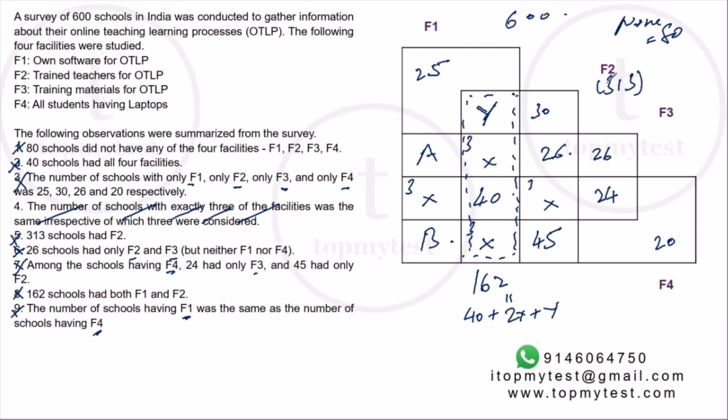And if you add everything under F2, that will be another relation between X and Y. This will be 3X and this is 2X. So we'll be able to resolve X and Y using this. And to calculate A and B, we relate F1 and F4, and we will get the values of A and B. So let's do this.